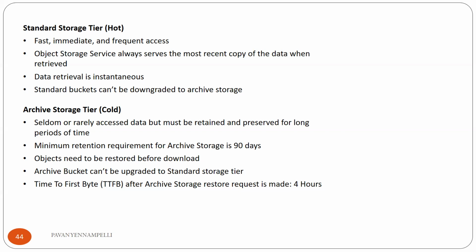In the standard storage tier, whenever you fetch or access the data, it will serve you the latest copy of the data when retrieved. The data retrieval is instantaneous. If you want to access the data now, it will be available now. Once you create a standard storage bucket, you cannot convert it to archive storage.